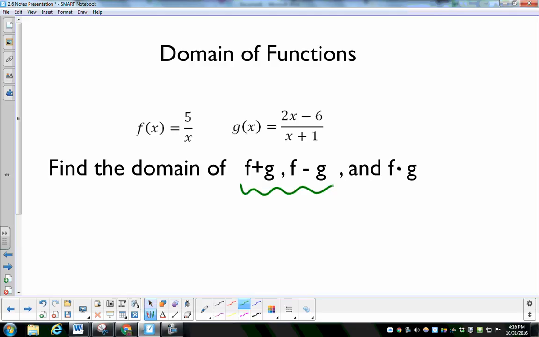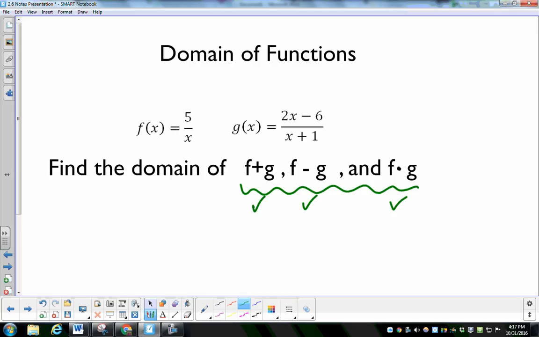Now, we're going to do this just all in one thing because what we're looking for in the domain is, well, what values can we plug in for x? And we're kind of thinking, is there anything I can't plug in for x? Is there anything that would make a denominator equal 0 because that's bad? So what we have to know is if we're going to be adding f plus g or subtracting f minus g or multiplying them, well, whatever values we can plug in for x in any of those will work for this whole domain. So we're just going to find this domain all at once.